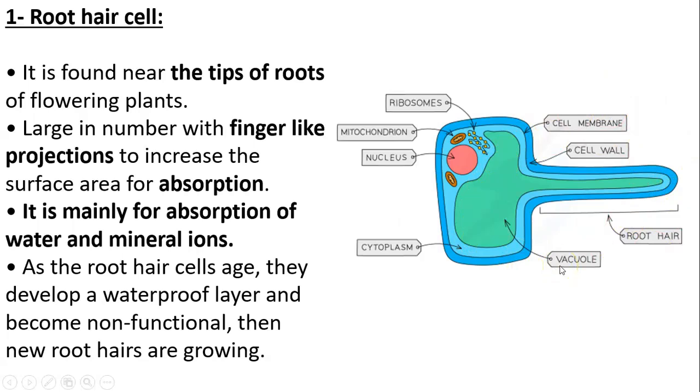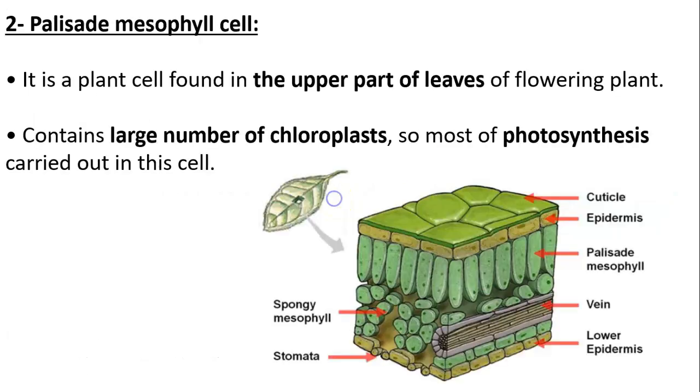Also, the root hair cells, when they age, unfortunately develop a waterproof layer. And if they develop a waterproof layer, they will not be able to carry out their function. So that's why the plant usually needs to always grow new roots.